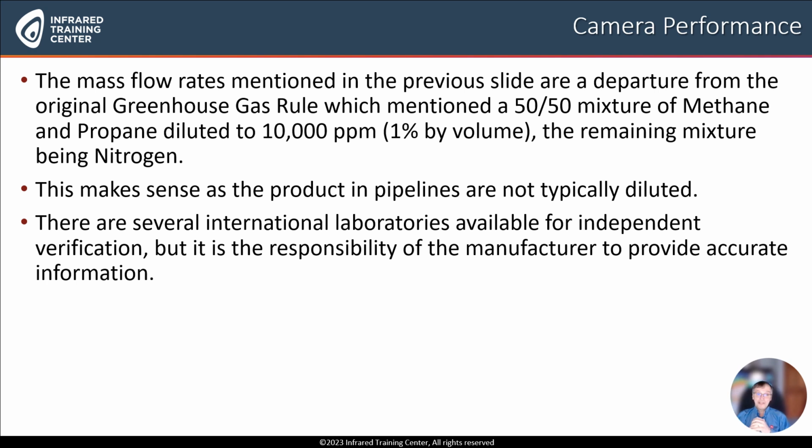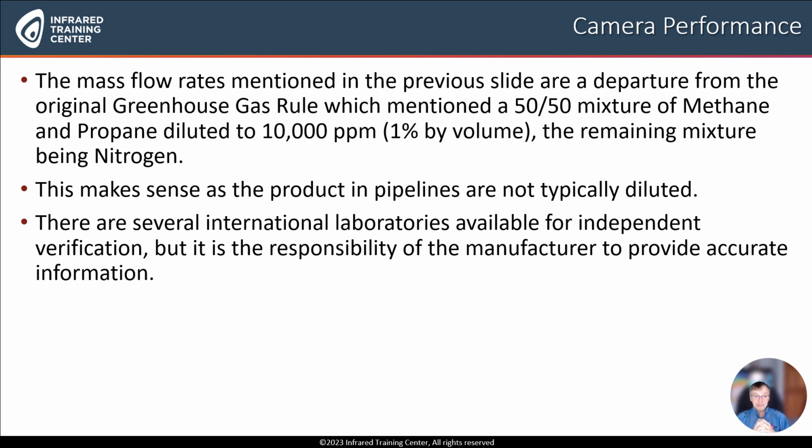Now, this is a departure from the previous Quad OA rule. In Quad OA, and in the greenhouse gas rule as well, the EPA mentioned a requirement for camera manufacturers to be able to detect a 50-50 mixture of methane and propane diluted to 10,000 parts per million, which is 1% by volume. So when the testing was originally done by the camera manufacturers, 99% of the leak was nitrogen, which the cameras cannot see, and 1% was that 50-50 mixture of methane and propane. And all the camera manufacturers are able to do this.